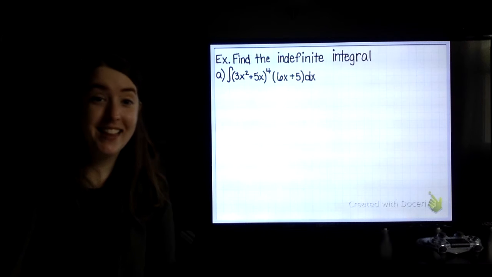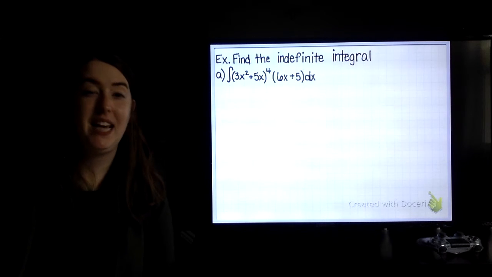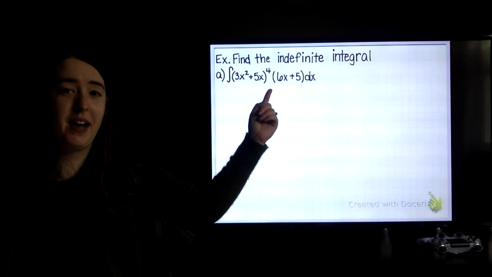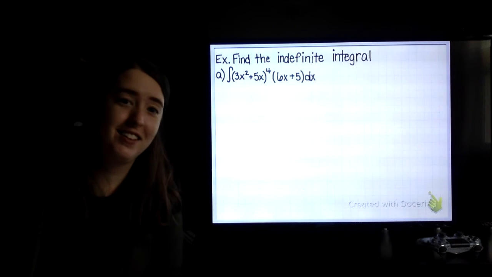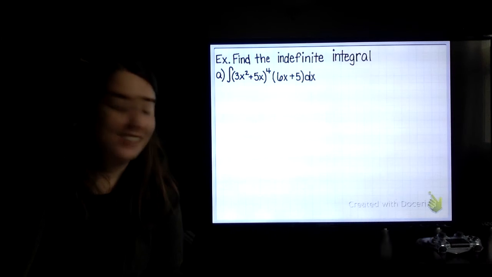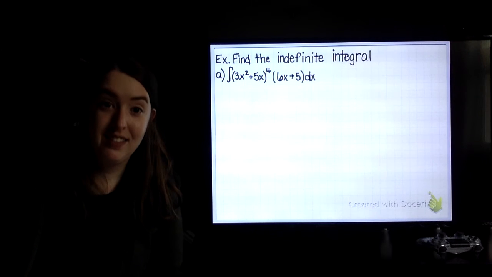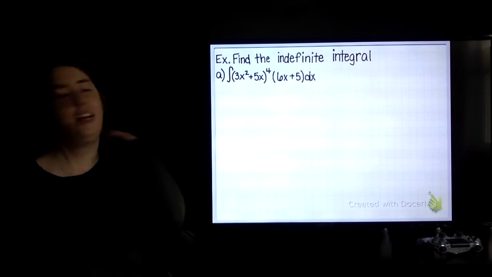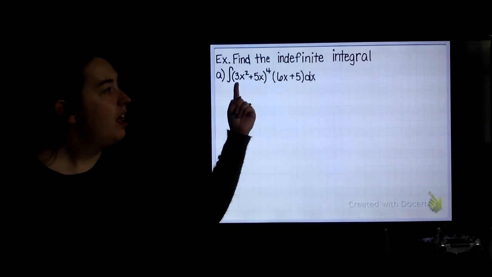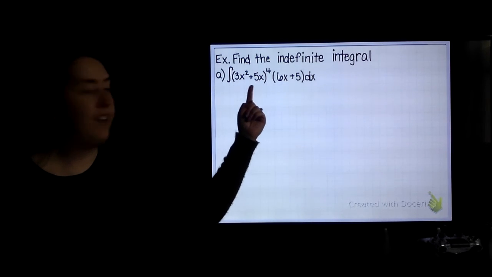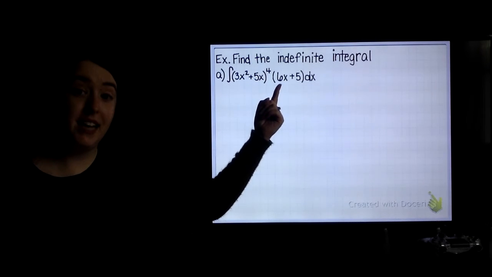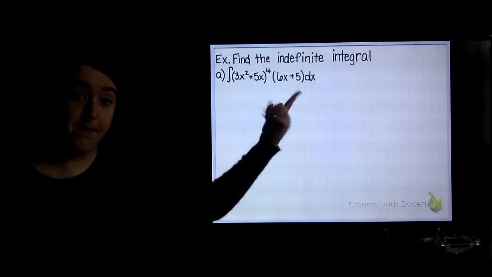You might be looking at this, and your first instinct might be to multiply all this out to the fourth power, then multiply it by that, and then take the integral. Have fun with that. That sounds painful. Here's what you might notice: 3x squared plus 5x. If I take the derivative of that, I get 6x plus 5, right?